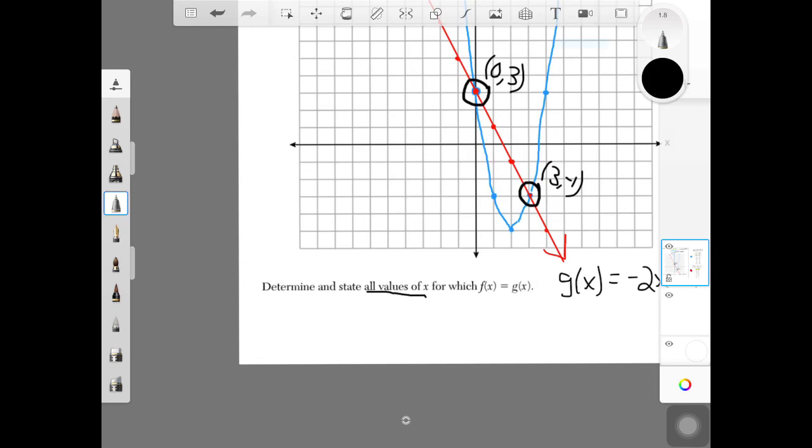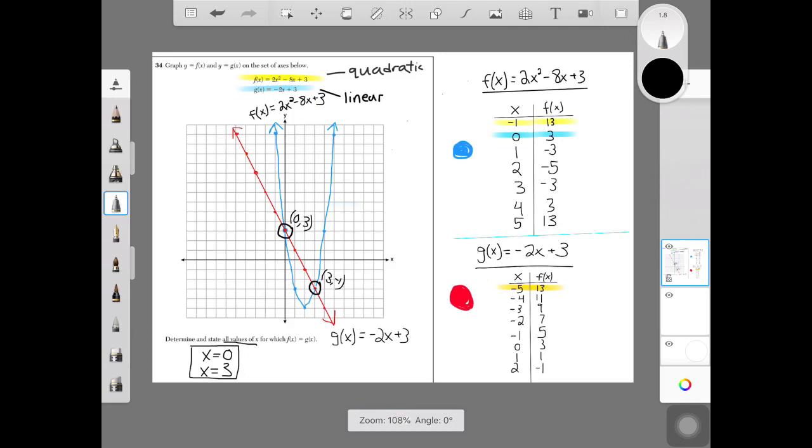The x value of the first point of intersection, (0, 3), is 0, so I would write x equals 0 as one of my answers. The x value of the second point of intersection, (3, -1), is 3, so I'm writing x equals 3 for my second answer. This is how your work should look after solving a system with a quadratic and a linear equation graphically. Some problems may ask for just the x values like this one, but others may ask for the coordinates of the solution, so just pay attention to what the problem says.